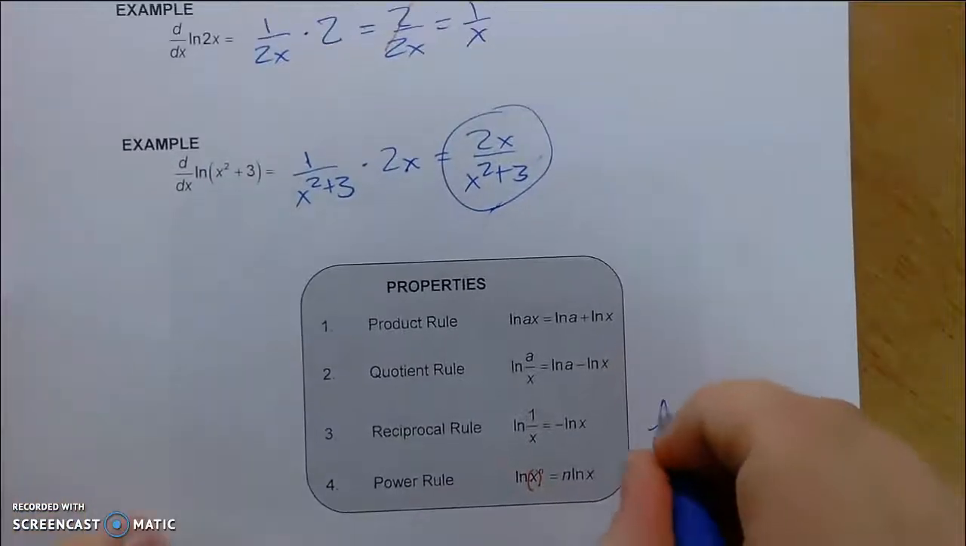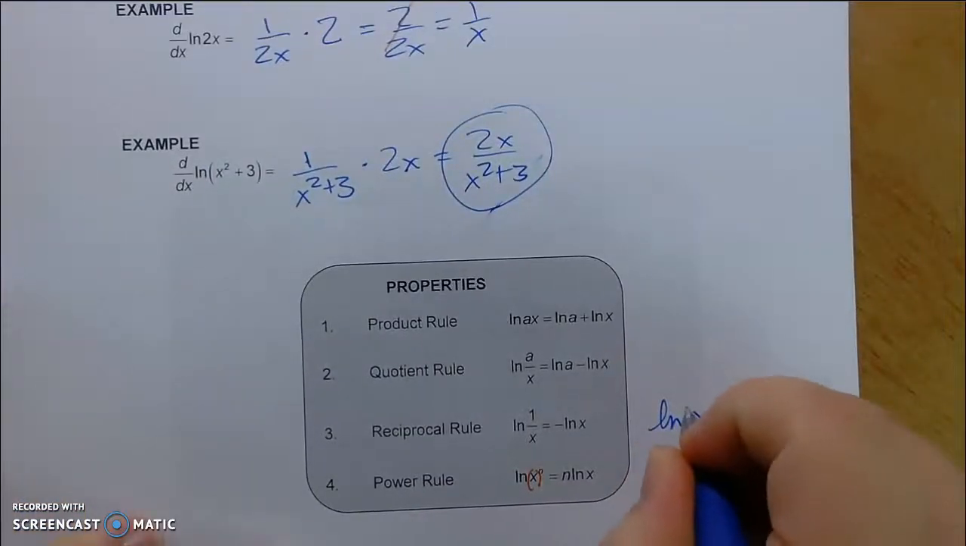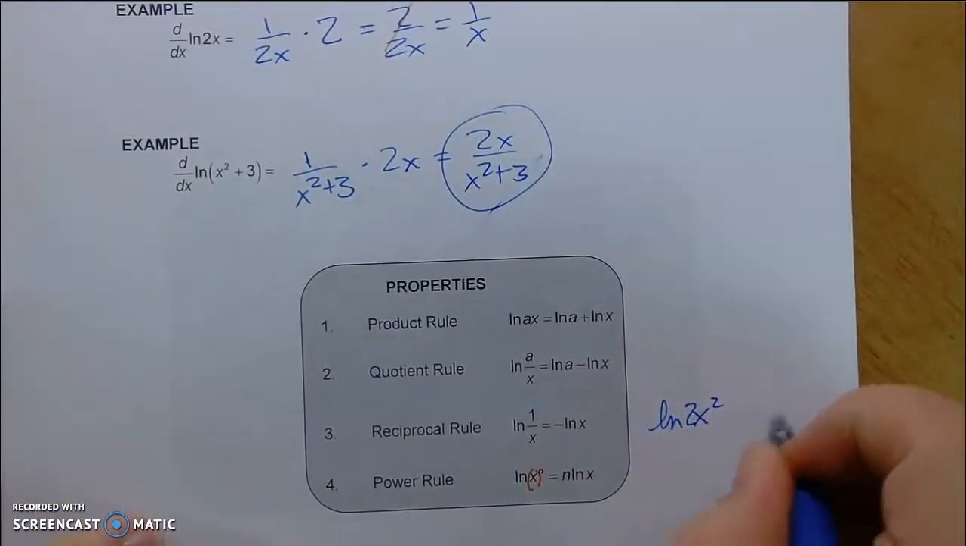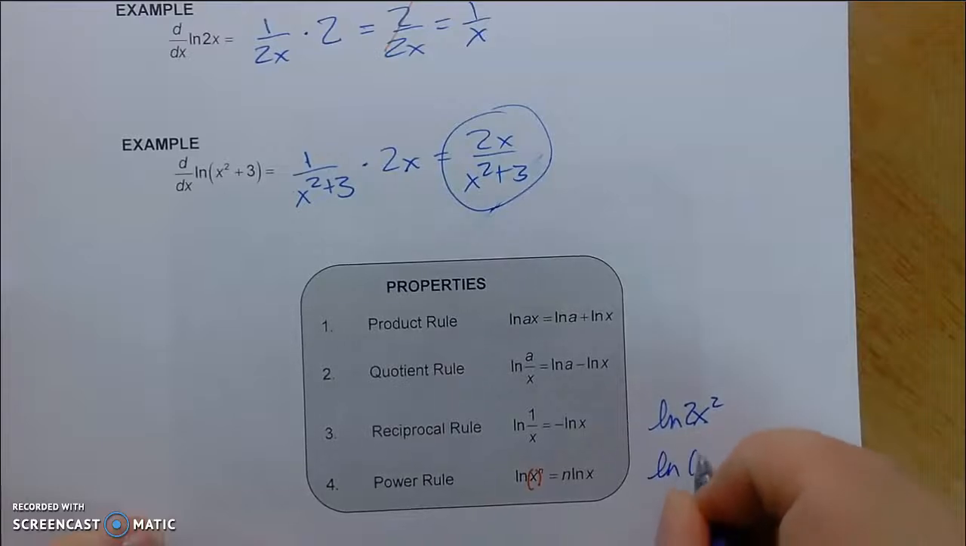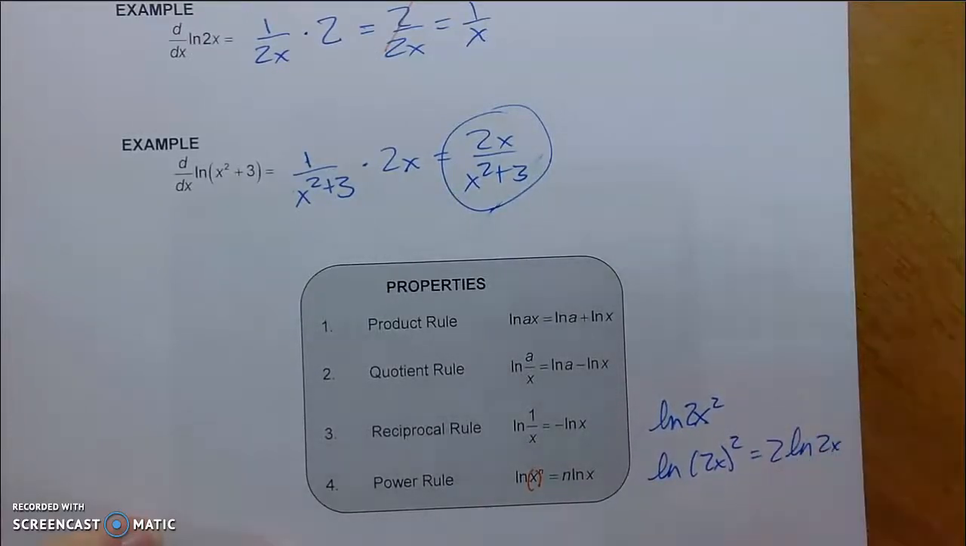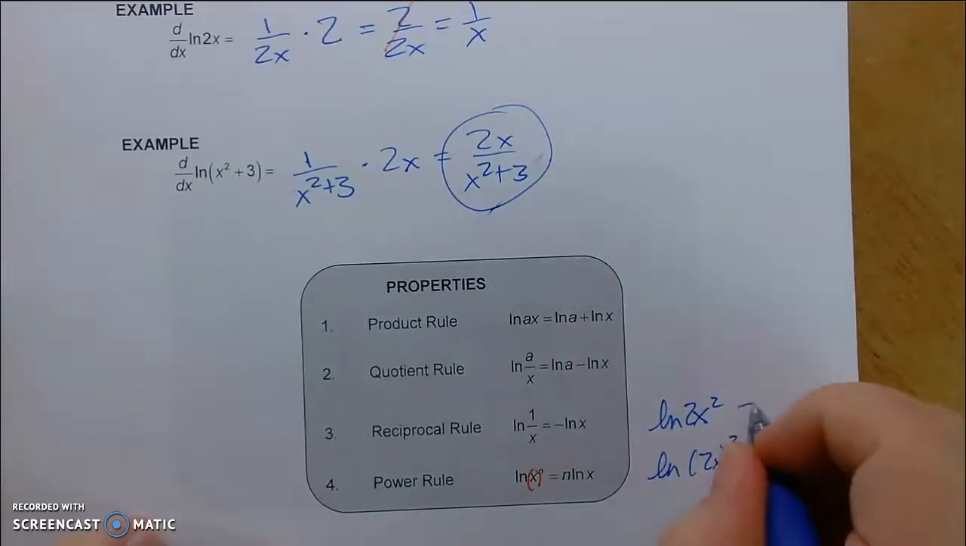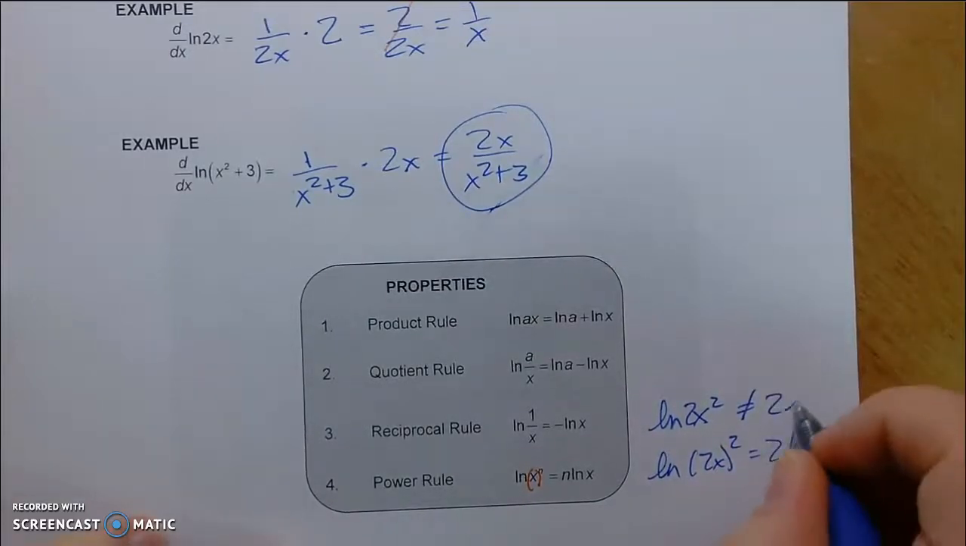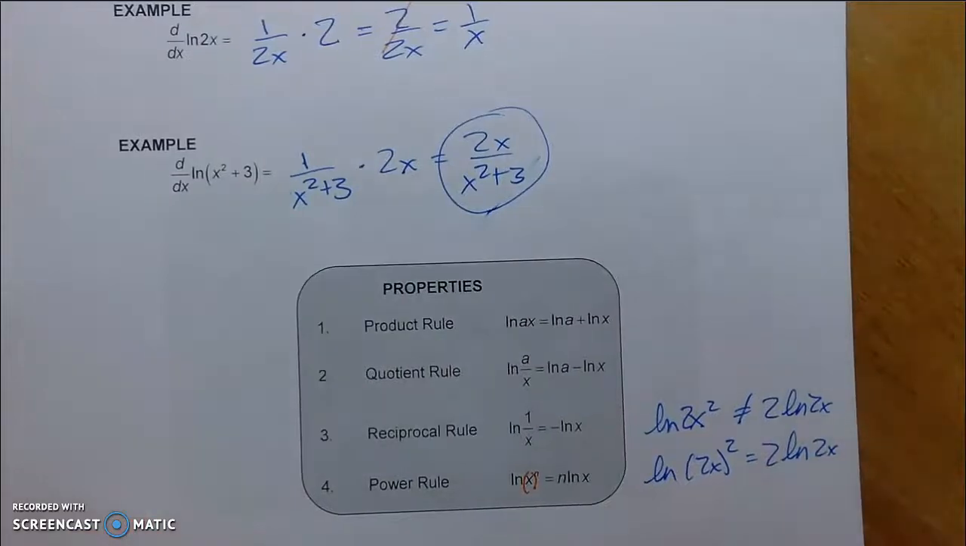natural log of 2x squared doesn't work. Natural log of 2x, squared like that, does work. There is a difference. Okay? So this does not equal 2 natural log 2x.